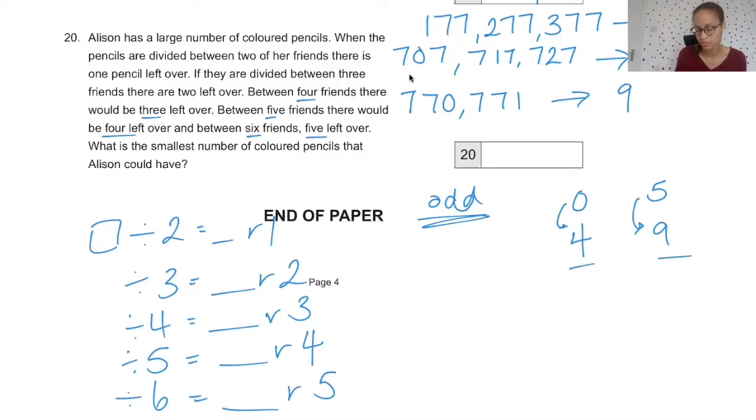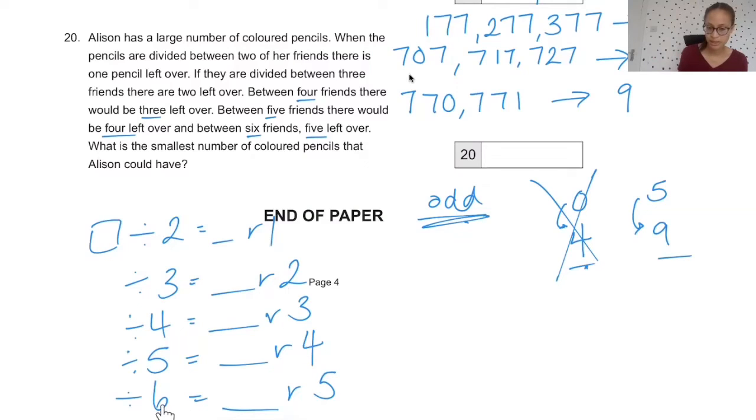But hang on, no odd numbers end in 4, because that would make it an even number. So now I know, let's get rid of that. Now I know we're looking for an odd number that ends in 9. So let's have a look through these.